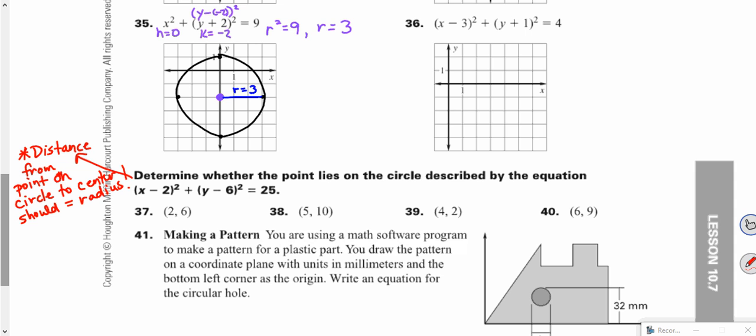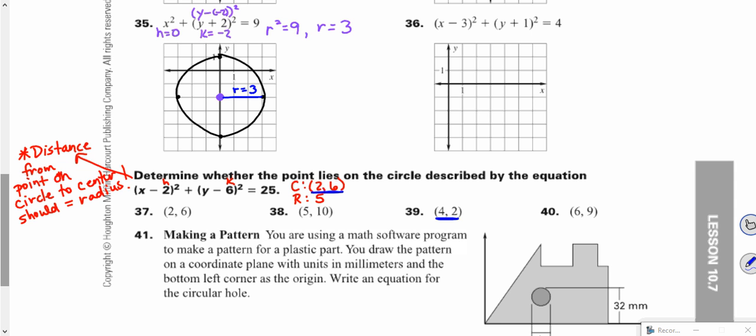So if we're looking at number 39, first of all, let's figure out what my center is. Okay, this is my h, this is my k, right? So my center is (2, 6). My radius is going to be 5 because it's the square root of 25. So those are 2 points that I need to know. So on 39, what I'm looking for here is the distance from (4, 2) to the center (2, 6). And that distance should equal 5 if that point is on the circle.